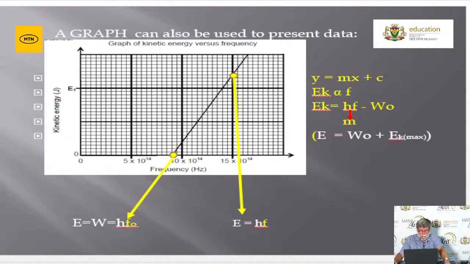Secondly, you can also get the energy of the photon. They are relating to E1. So on the graph, you can go downwards to get the frequency of the photon with an energy E1.